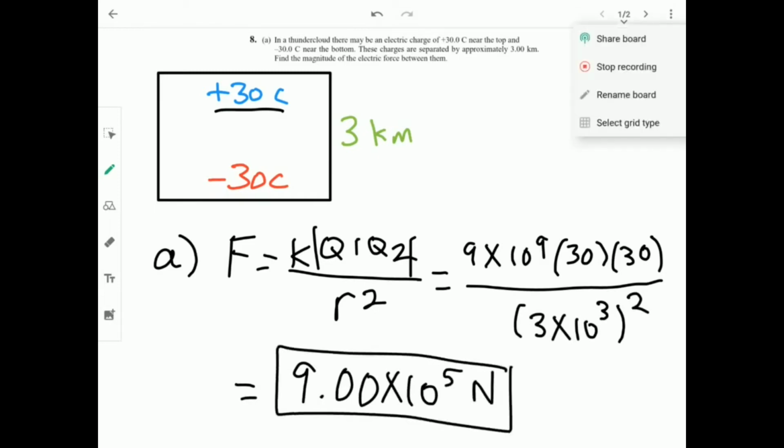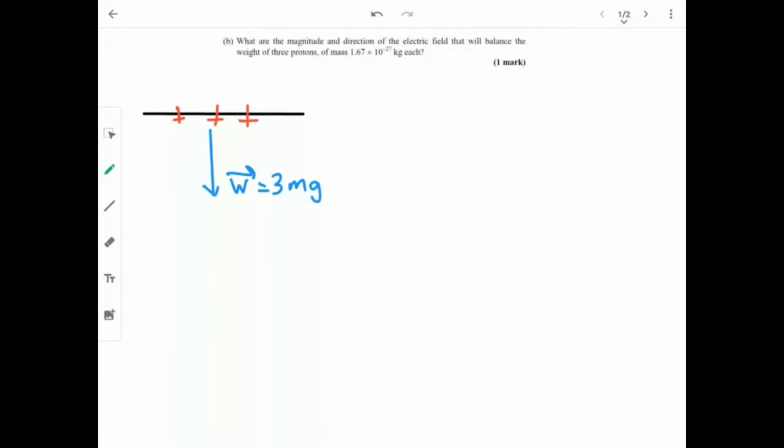Let's continue with part B. Part B is asking us what is the magnitude and direction of the electric field that will balance the weight of 3 protons of mass 1.67 times 10 to the power of minus 27 kilograms each. Okay, so I've drawn a little line here. Let's assume we have 3 protons here, proton 1, 2 and 3. I've combined all the weight forces into one weight, which is 3mg, because their masses are the same, right?